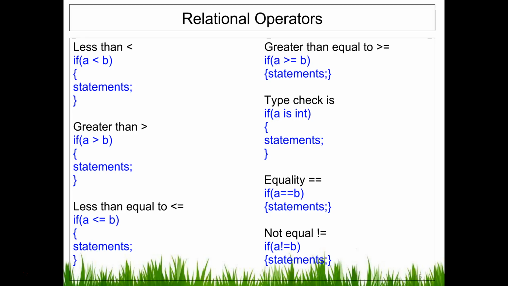And then relational operators, again this is used to compare values and then decide what course of action to take. So if A is less than B, and then greater than symbol, less than or equal to, greater than or equal to, and if you want to even check what type of data a variable is, if A is integer, decimal, string, you can do that.